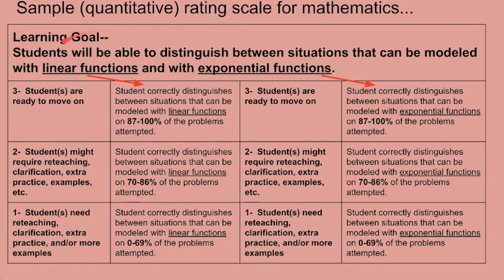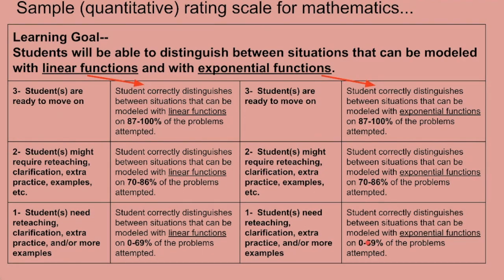For example, here you see the learning goal that we looked at earlier. We've established a 3-point scale for linear functions, as well as a 3-point scale for being able to work with exponential functions. At each level, we've used descriptive words as well as quantitative information to determine what each level of performance means. But we also need to decide what to do when a student correctly distinguishes between situations that can be modeled most of the time when compared with another student who is only doing it with 70 to 86% proficiency, or another student who at best is able to do it with 69% accuracy.